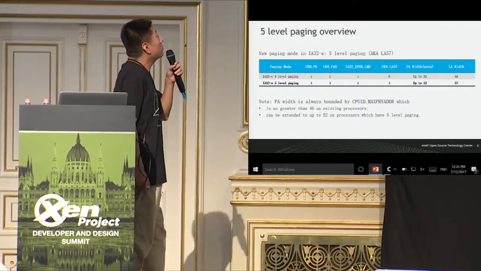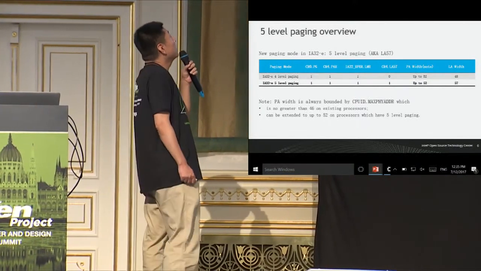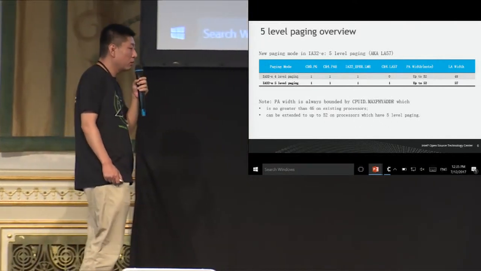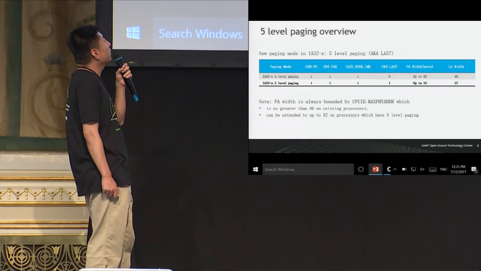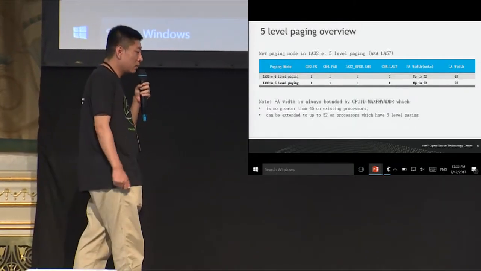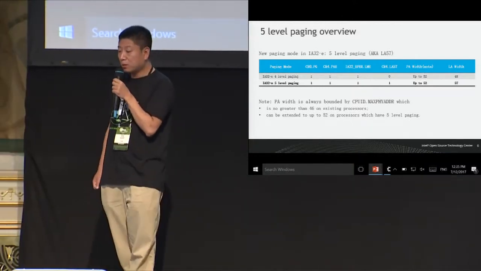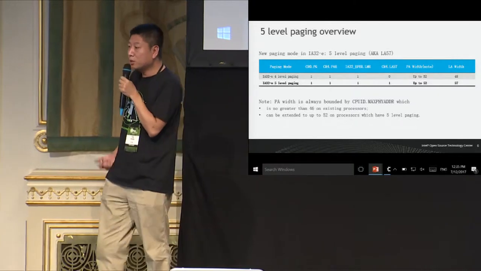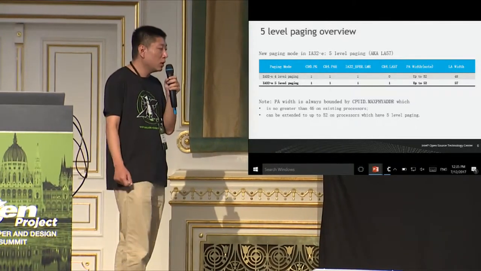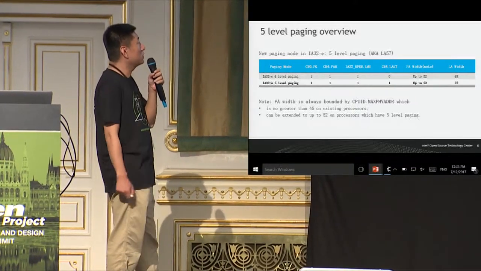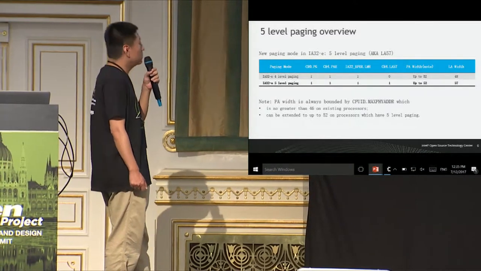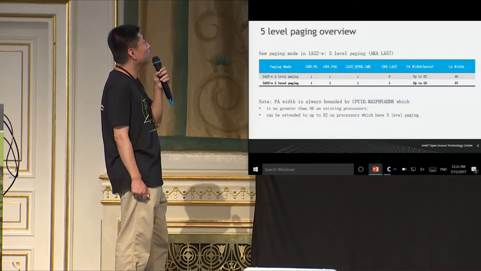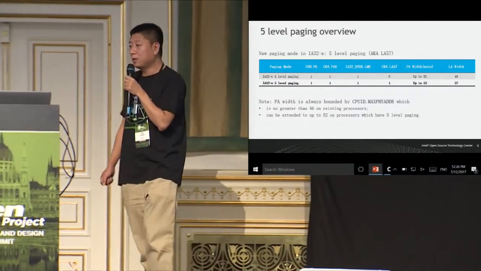So this is an overview of 5-level paging, which is also named LA57, which extends the linear address width from 48 to 57 bits. As to the physical address size, although the Intel spec says that the physical address in a paging structure entry can use 52 bits, in fact only 46 bits are used at most in existing processors. But with 5-level paging, the physical address in the paging structure entry can really be extended up to 52 bits on processors which have 5-level paging.